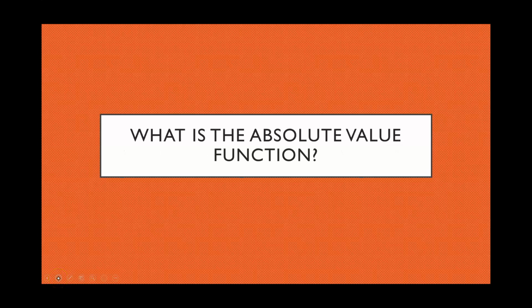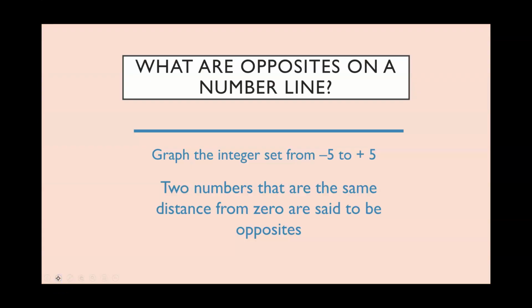So you've seen this probably in earlier maths, probably in middle school, and I just want to refresh your memory on it. So what are opposites on a number line? Opposites on a number line are two numbers that are the same distance from 0. Okay, so if I have 0 right here in the middle, and then I have 1, 2, 3, 4, and then I'm just going to put 5 over here. -1, -2, -3, -4, and -5.